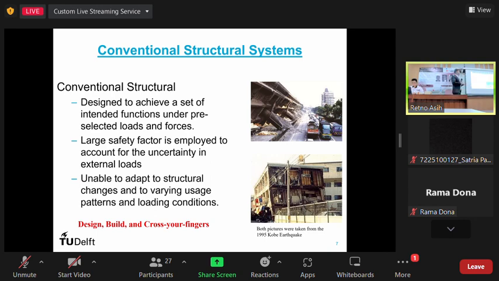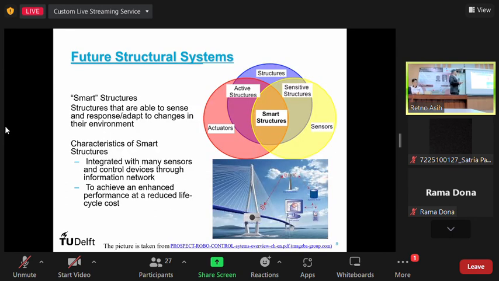The other approach is that we design smart structures. What is a smart structure? The structure that can sense itself and respond or adapt to changes in the environment. So it means that you understand what's going on in the structure and you act accordingly. They have many sensors that get the data, and then they can enhance the performance and also increase the life cycle time, or reduce the cost that you are spending on the overall use of the structure.